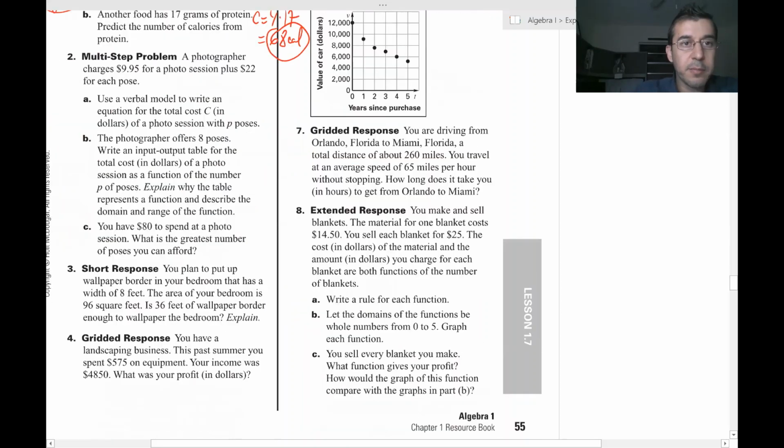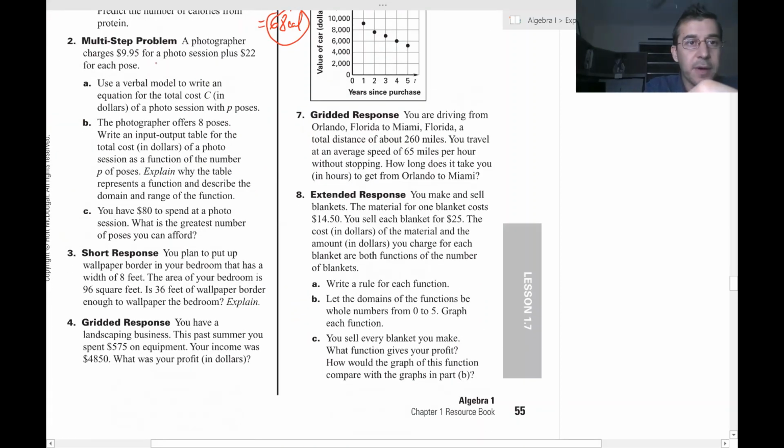Number 2, multi-step problem. A photographer charges $9.95, that's a fixed cost for a photo session, plus $22 per pose, for each pose. Use a verbal model to write an equation for the total cost C in dollars. Okay, so it's going to be $9.95 plus 22x. So that's going to be the total cost. You can say that's the function or the equation.